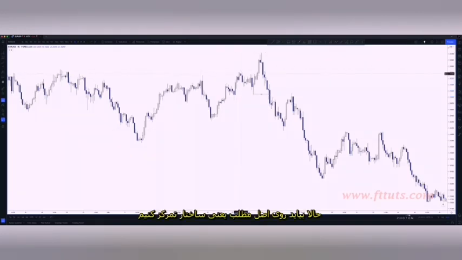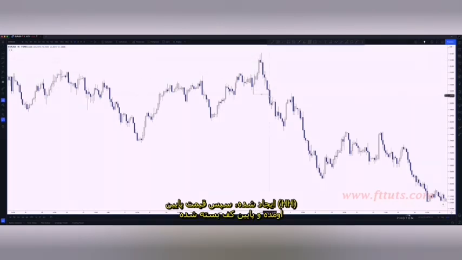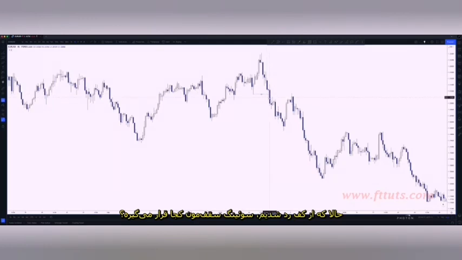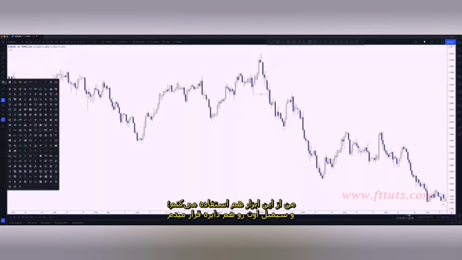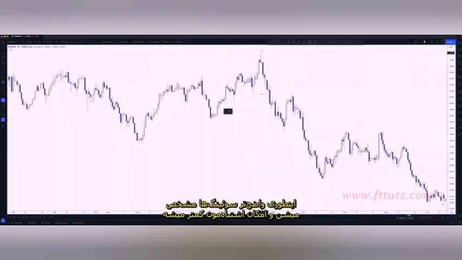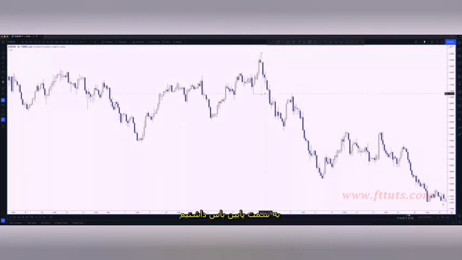So let's concentrate on actual structure. We have a nice pullback here, we make that high, and then we come down and we get a closure below that low. So where is our swing high at this point? When we get a closure below the low, it's this point up here. This is a tool I use, and if you open up the symbols, just use this circle to mark out the swing points visually as well. So we get our break of structure to the downside.